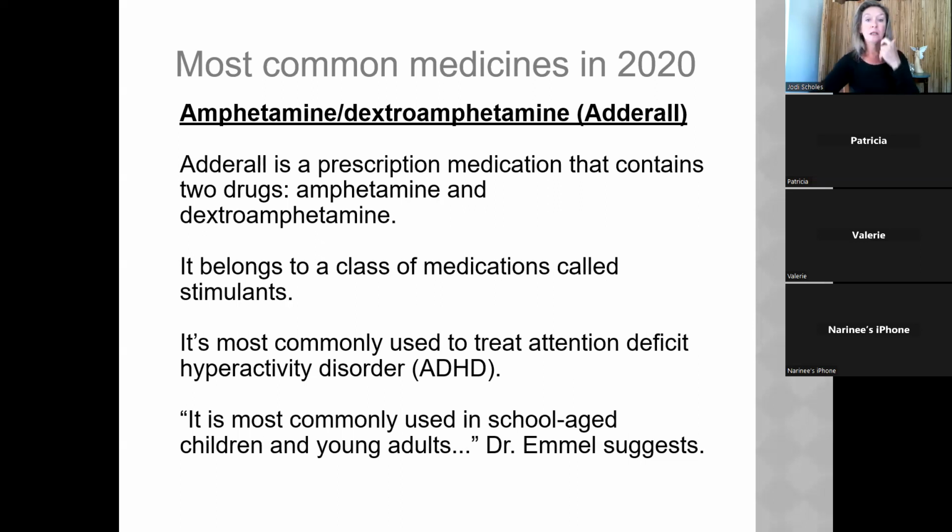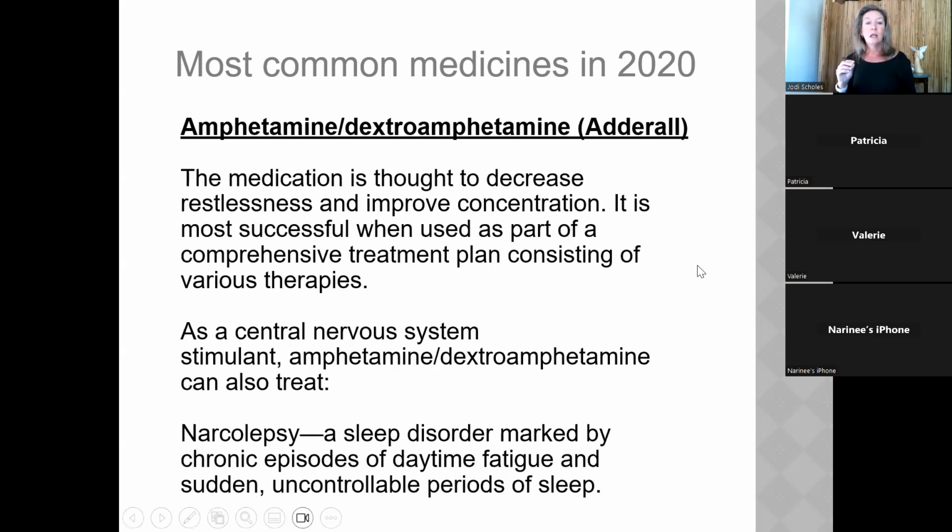The most common type of medication for ADHD in school-aged kids is Adderall. Do you remember the other one? I'll tell you in a minute. So, as I mentioned, the medication will decrease restlessness. It's also most effective when it's part of a comprehensive plan. This medication treats the central nervous system.